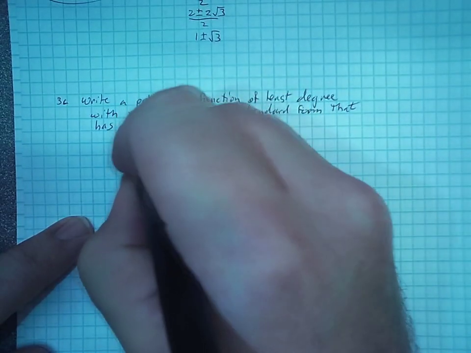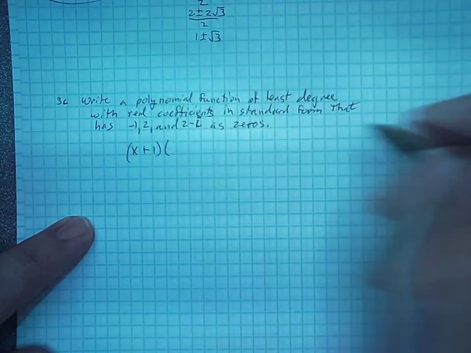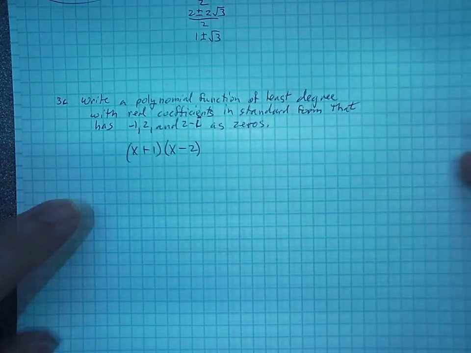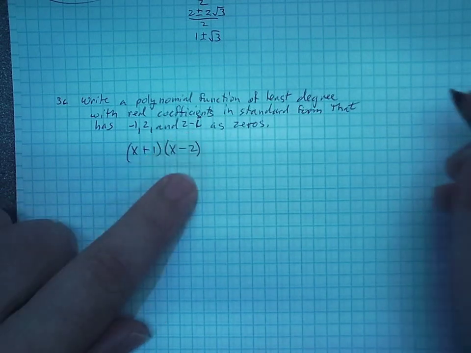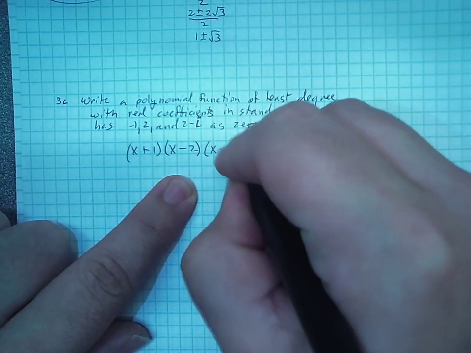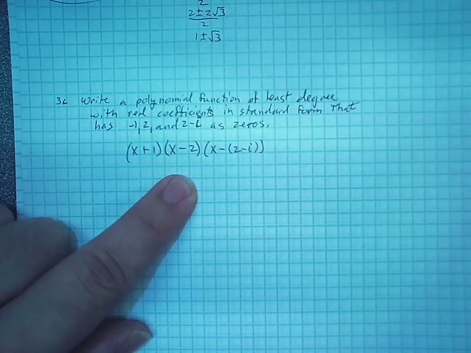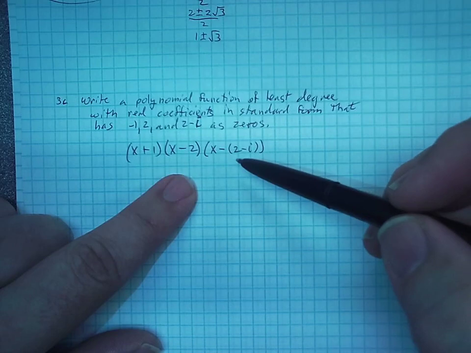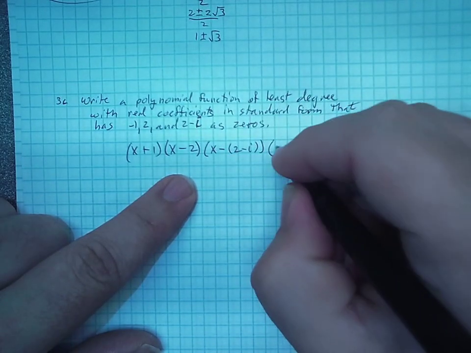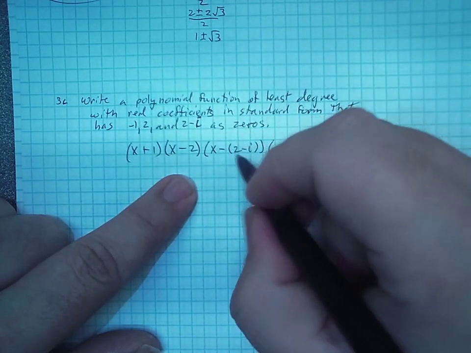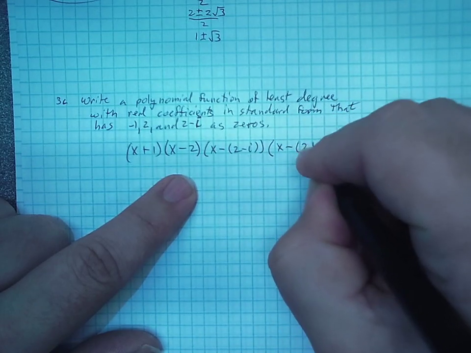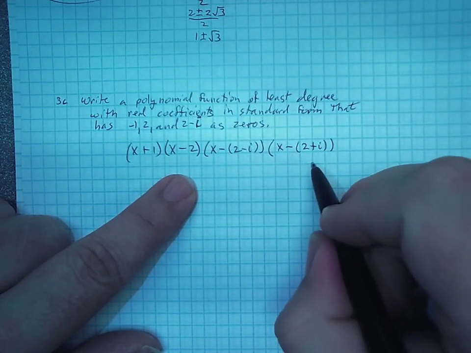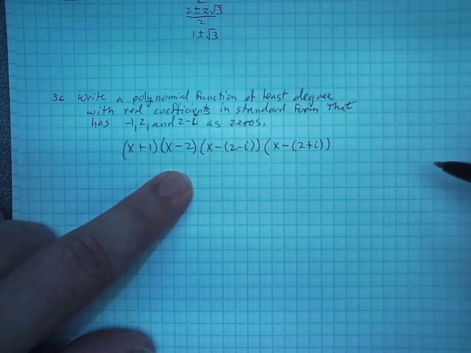So the first two are easy, x plus 1 is a factor of my polynomial, and x minus 2 is a factor of my polynomial because they're zeros. 2 minus i is a 0, which means x minus 2 minus i is also a factor of my polynomial. But as we said before, these always come in pairs, conjugate pairs. So what I know because of the conjugate root theorem is that x minus 2 plus i is also a factor of my polynomial. If 2 minus i is a 0, 2 plus i is also a 0.